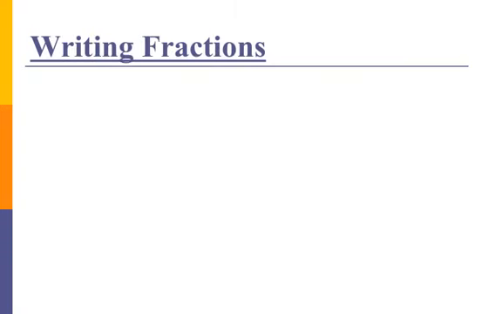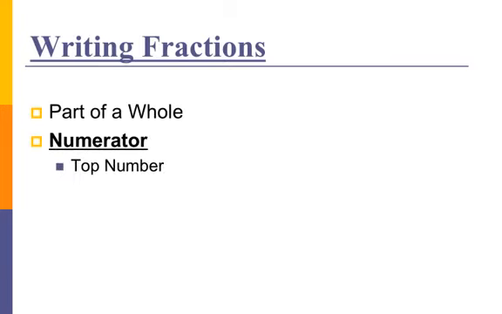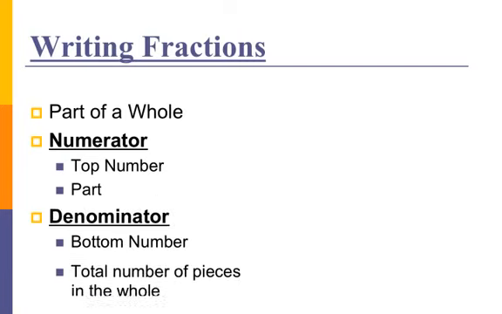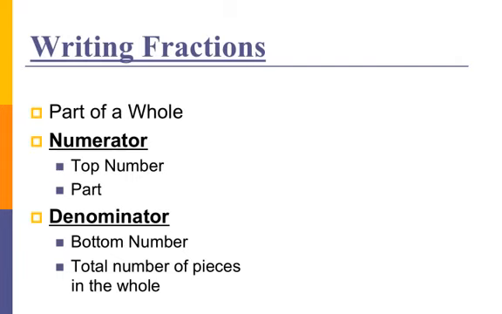So how do I write fractions? Well, fractions are part of a whole. So I have to write the part and I have to write the whole. But how do I do that? The numerator is the top number, and that is the part. The denominator is the bottom number, and it's the total number of pieces in the whole.